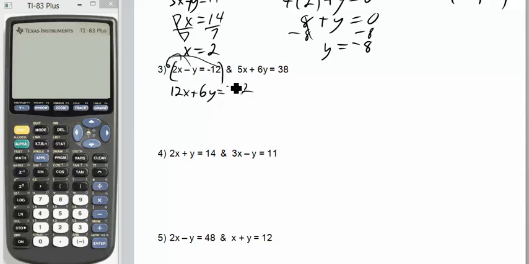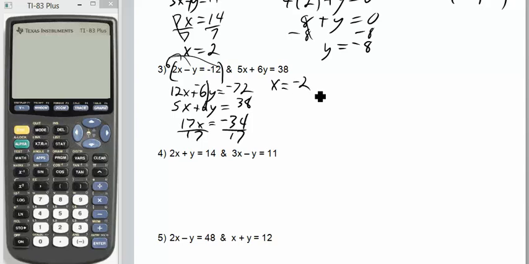Now that's opposite, so I can just write this underneath. 5x plus, that was negative, I'm sorry, 6y equals 38. That cancels. 17x equals negative 34. You can use a calculator for that. That's okay. Divided by 17. Divided by 17. And x equals negative 2.